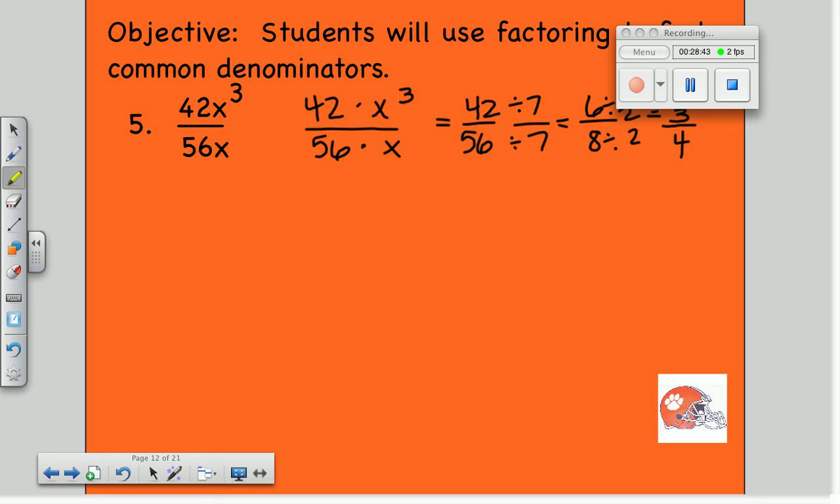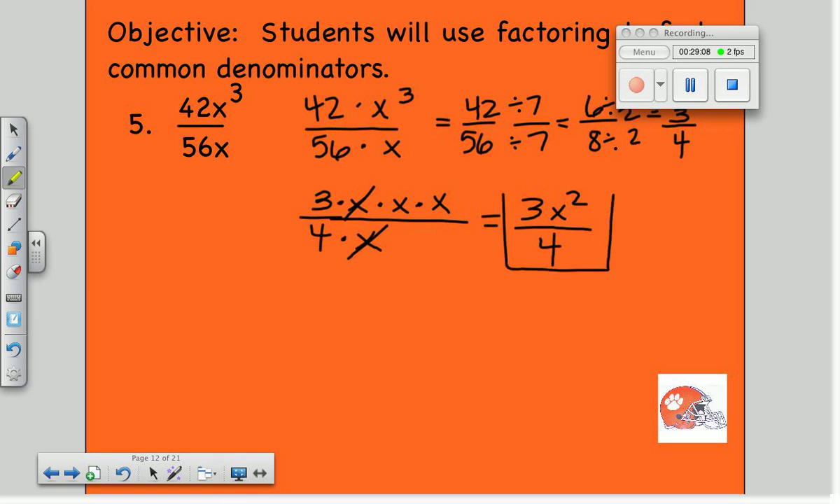Okay? So 3/4, and now let's deal with my x's. I have x and x and x, 3 x's on top and on bottom, 1 x. I can cross off my 2 x's here. So now I have 3 and I have 2 x's, x squared, over 4 and no x's. So that's my answer: 3x squared over 4.